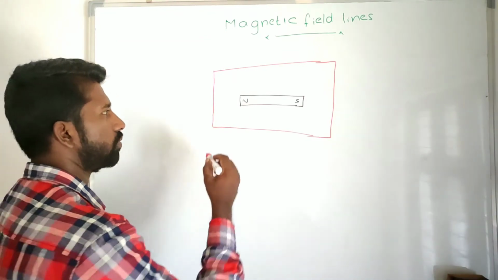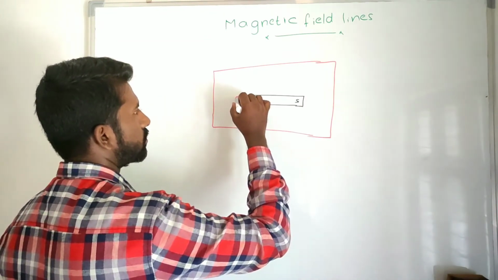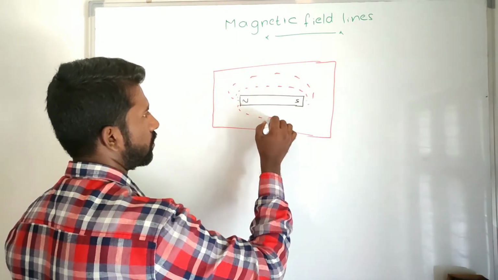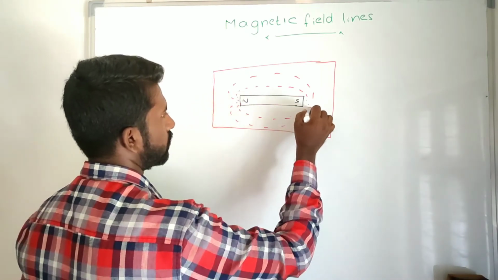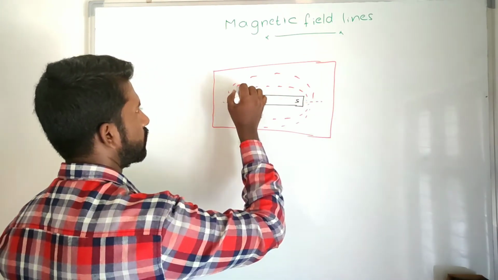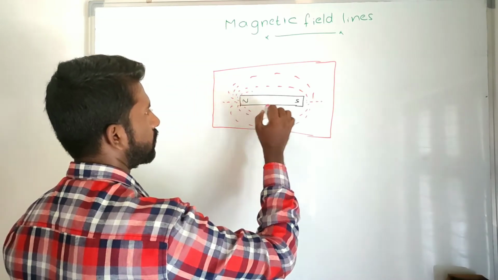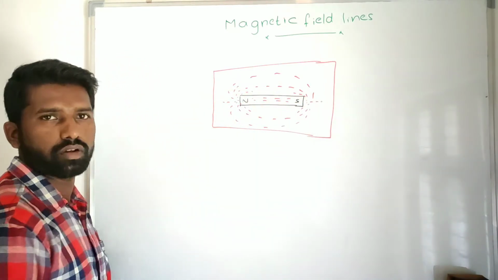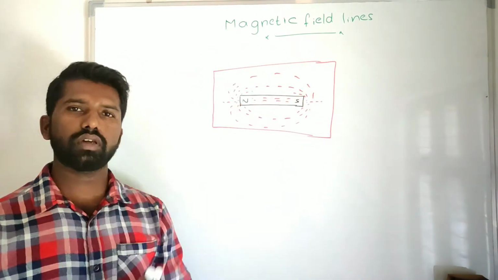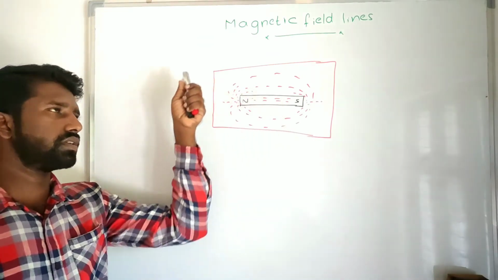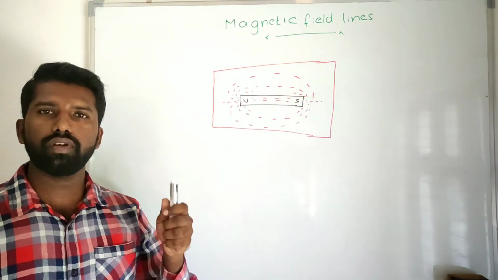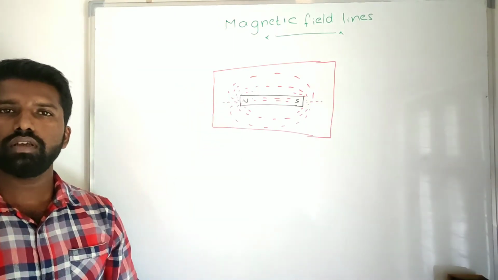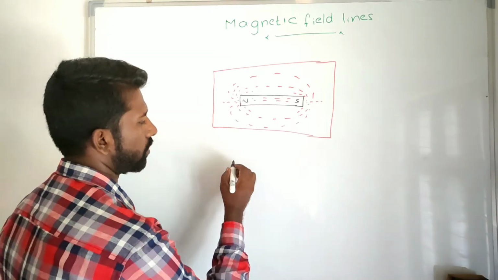From that you can observe that the field lines, that is the iron powders, are arranged like this. This way the iron powders are arranged. This is the pattern of the magnetic field line of a bar magnet. From this we can draw the pattern of the magnetic field line of a bar magnet.